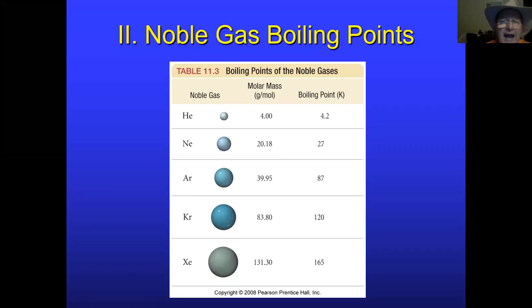Now, this is something that you're going to have to logically work out, guys. You have to be able to take information that's given to you and apply that to something else. You know that krypton is bigger than neon. It has a larger dispersion force. If it has a larger force, those molecules want to stay together. If they want to stay together, it's going to take more energy to get them apart, and therefore it's going to take a larger temperature to boil them.